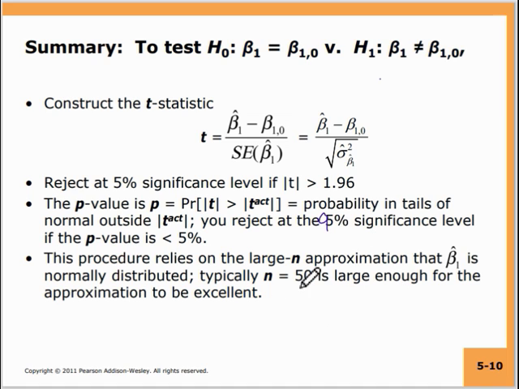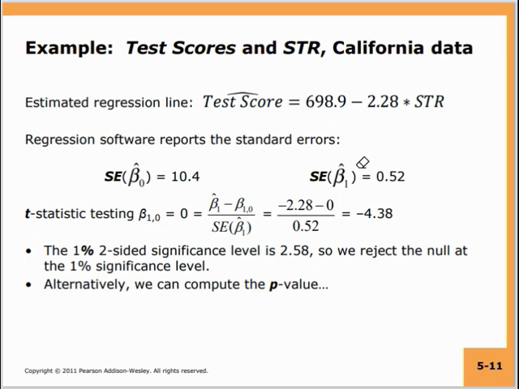Okay, so if you have a large n, and typically n equals 50 is large enough for the approximation to be excellent, so if you have more than 50 data points from which you have found your regression coefficients, then you can use this t-statistic and you can do hypothesis testing.